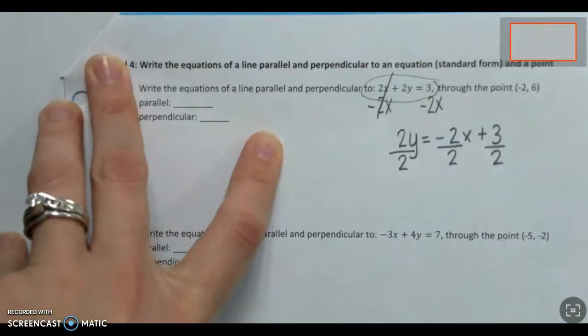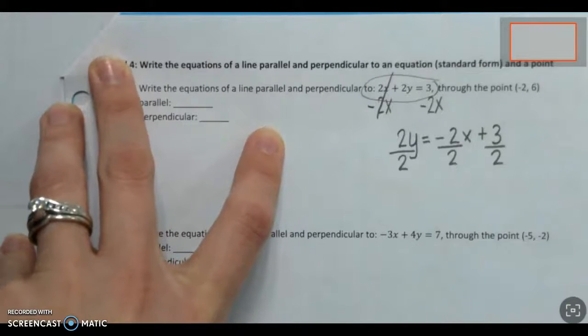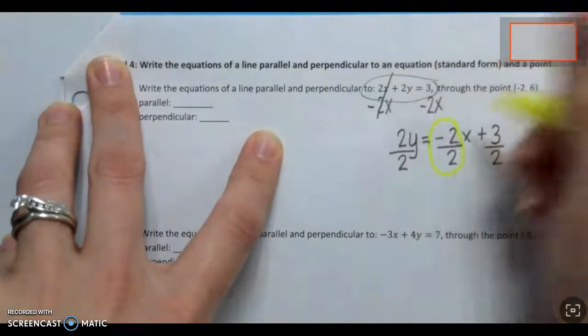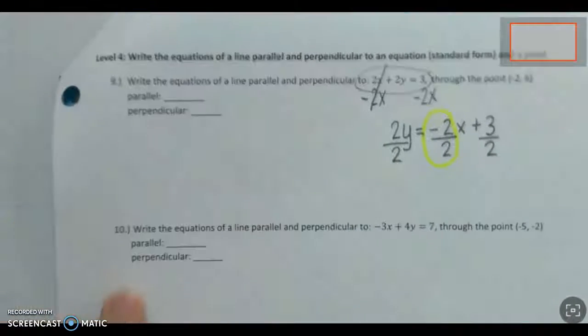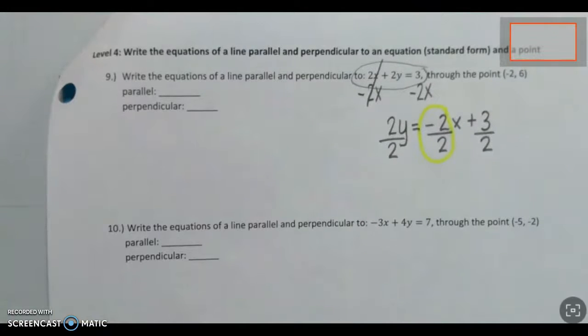You used to have to go ahead and make it nice and pretty, and in Standard 23, you're going to have to make it nice and pretty, but here you don't, because all I'm looking for is the slope, and the slope is right here. -2/2 is my slope, which is just -1.